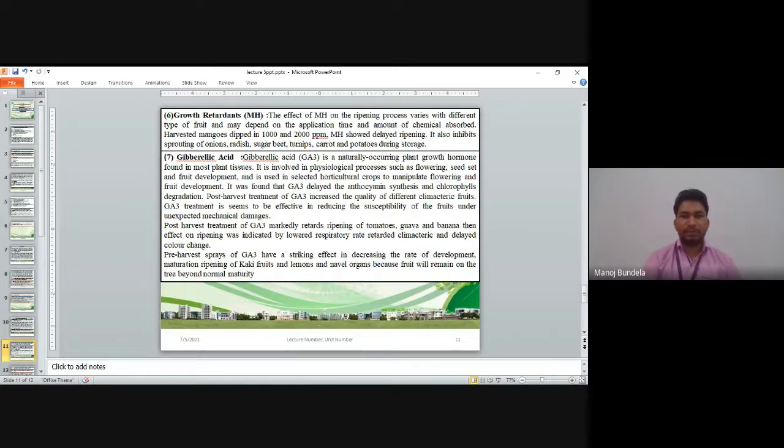The post-harvest treatment of GA3 increased the quality of different climacteric fruits. GA3 treatment seems to be effective in reducing the susceptibility of the fruits to unexpected mechanical damage. The post-harvest treatment of GA3 markedly retards the ripening of tomato, guava, banana, their color changes, and delays the color changes.